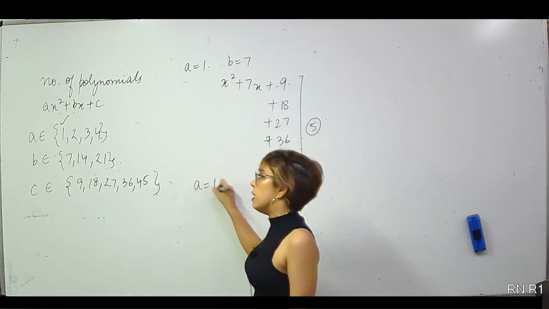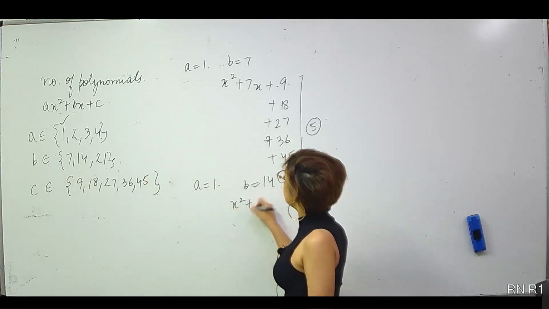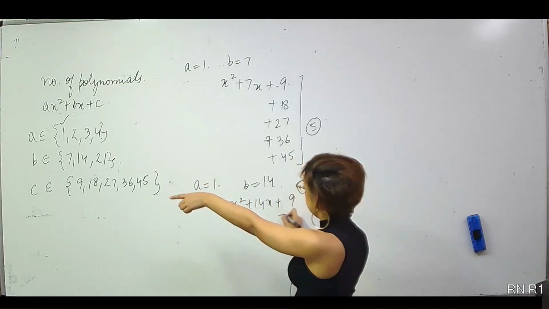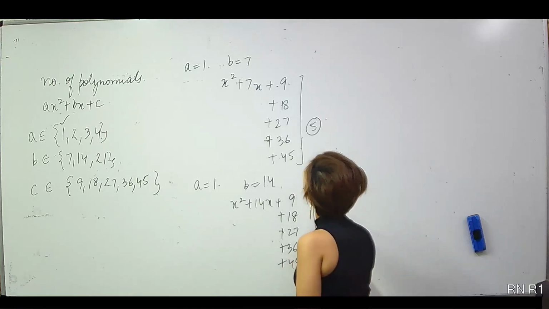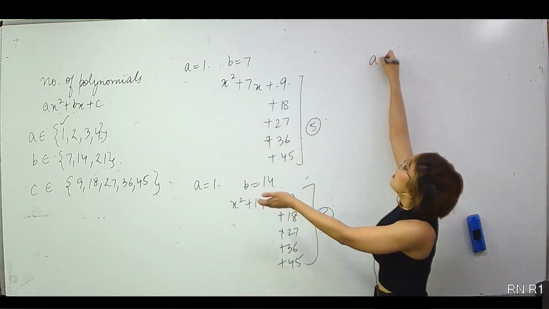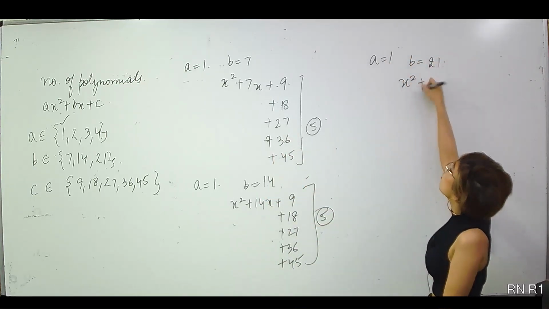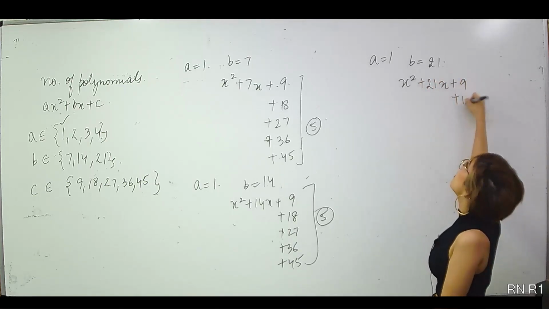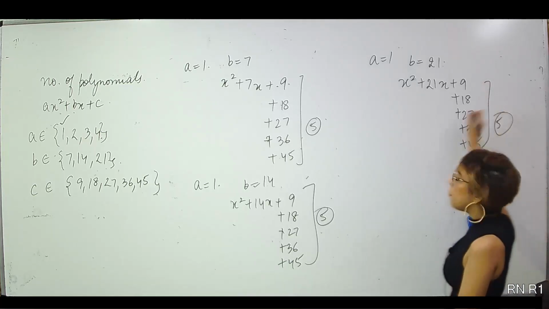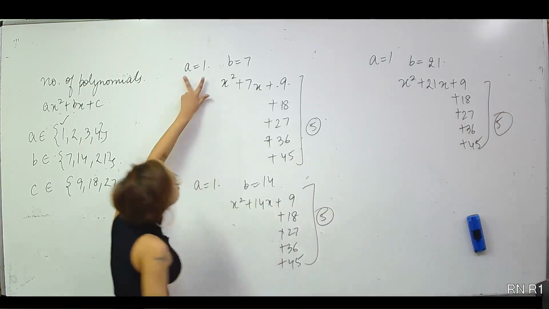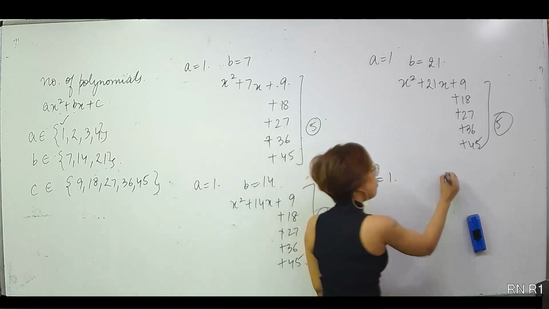Now, if I put A as 1 itself, but instead of 7, I'm taking B as 14, again you'll get x squared plus 14x plus. Then you can take C as 9, then 18, then 27, then 36, then 45. Again, you have 5 polynomials. Again, A is 1, B instead of 14, let me take it to be 21. My polynomial looks like x squared plus 21x plus 9, 18, 27, 36, 45. That is 5 again. That means when A is equal to 1, the total number of polynomials I am getting is 5 plus 5 plus 5, that is 15.